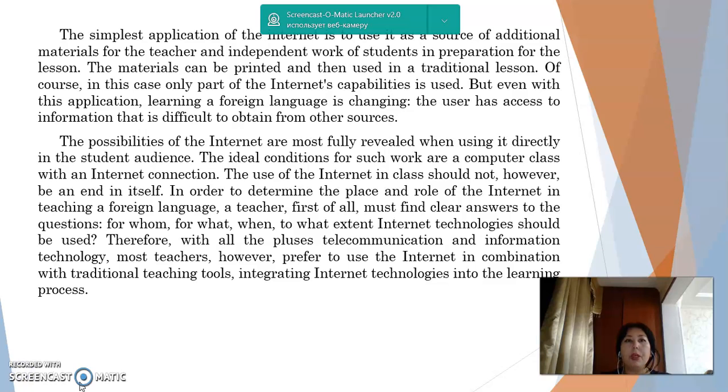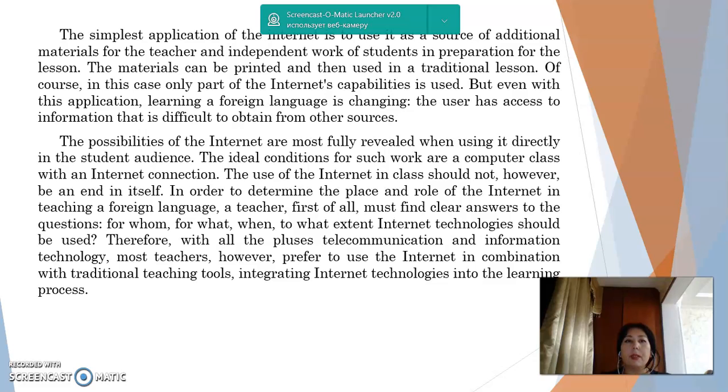The simplest application of the internet is to use it as a source of additional materials for the teacher and independent work of students in preparation for the lesson. The materials can be printed and then used in a traditional lesson. Of course, in this case, only part of the internet capabilities is used. But even with this application, learning a foreign language is changing. The user has access to information that is difficult to obtain from other sources.